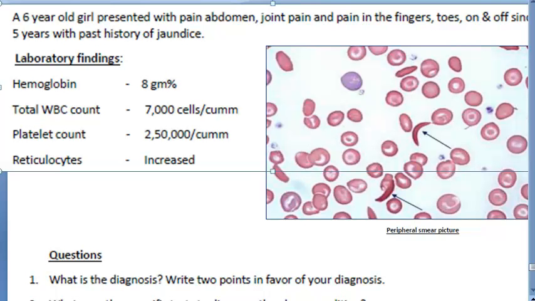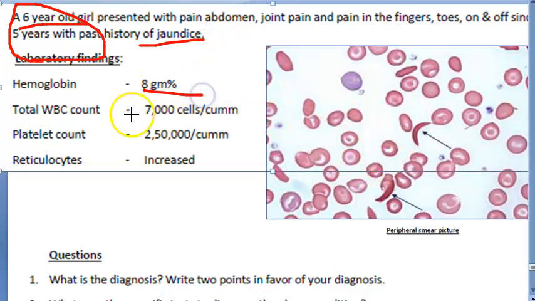Hello people, in this video we want to look at this case study. A 6-year-old girl presented with abdominal pain, joint pain, pain in the fingers and toes, on and off since 5 years. She's only 6 years old and from 5 years she has all these complaints, and she had jaundice before.